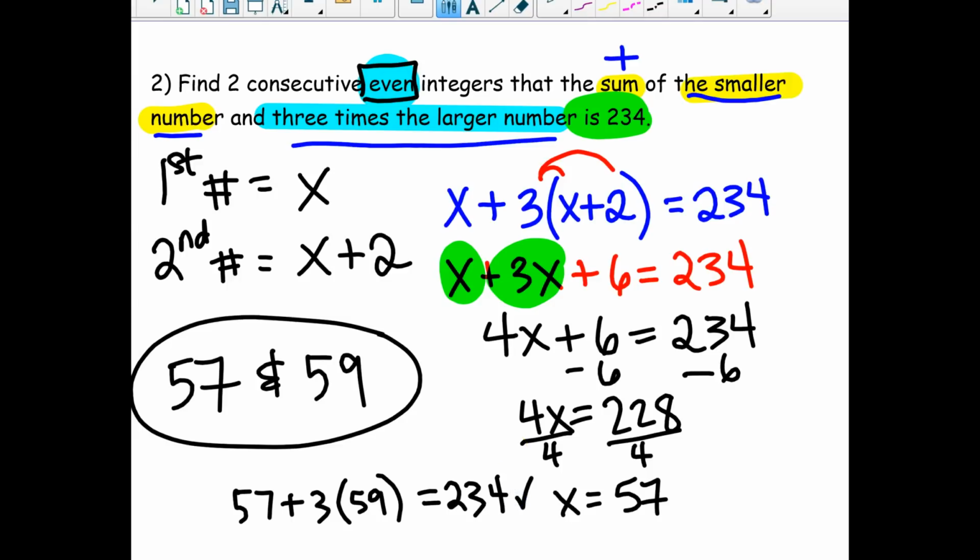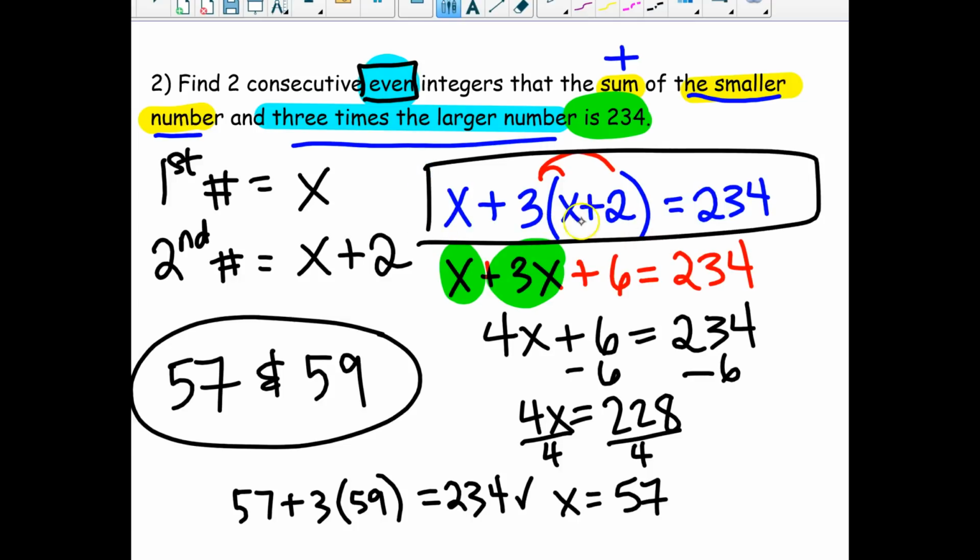234. Now, one thing I would really pay attention to here when you are setting up this equation is to make sure that you have parentheses around the x plus 2. If you don't, you're going to get a different answer.